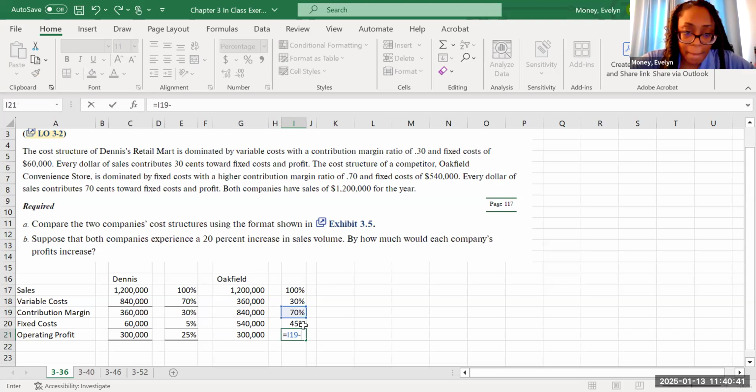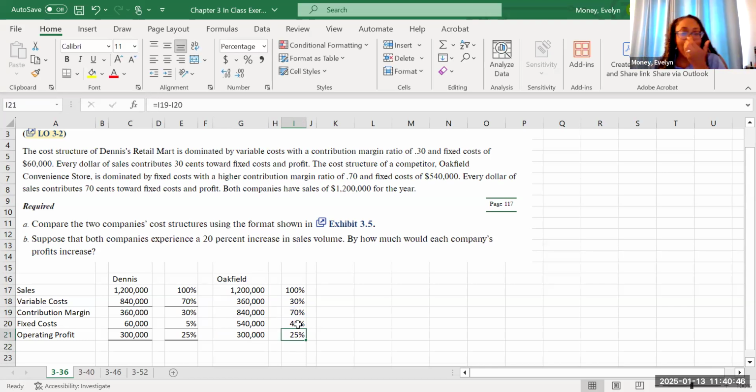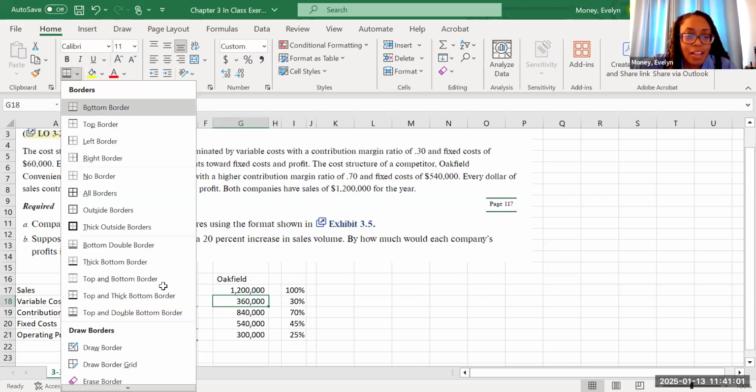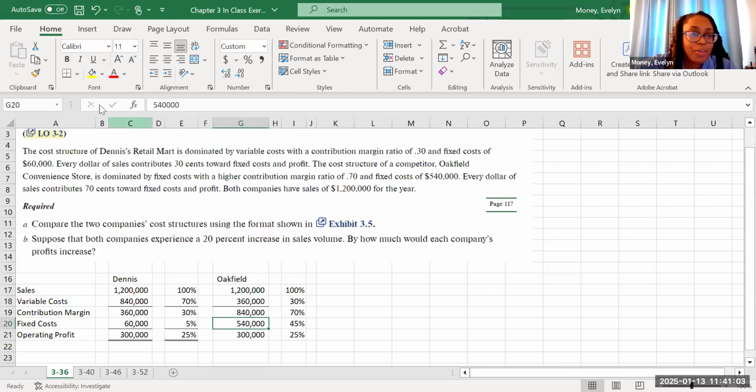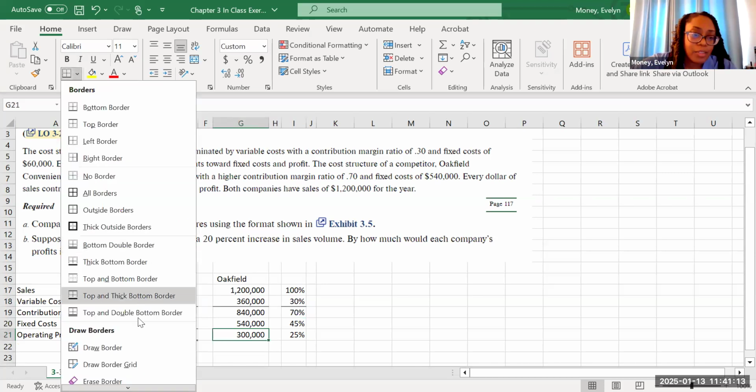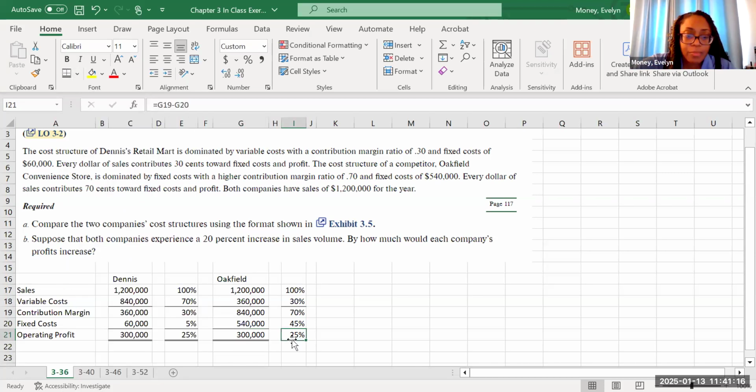That's 70. And notice we get the same profit. How? We just played with the numbers. So it would perfectly work out this way so that, again, you could see how things change based on different cost structures. All right, so let me add in my borders here so that as you're looking at this, it makes a little more sense. And this one is a top and double bottom border.